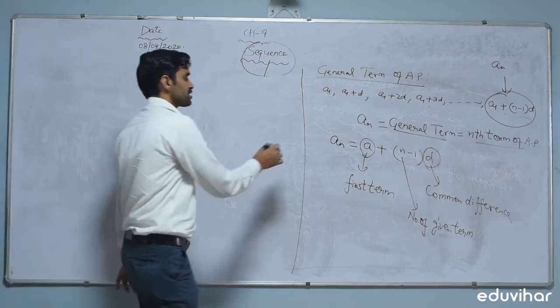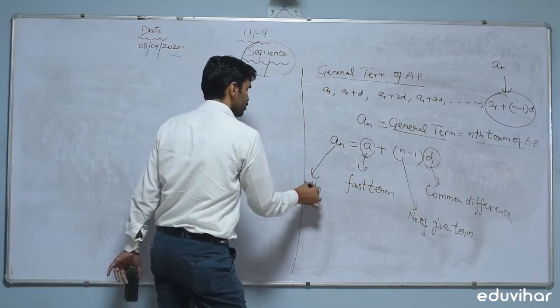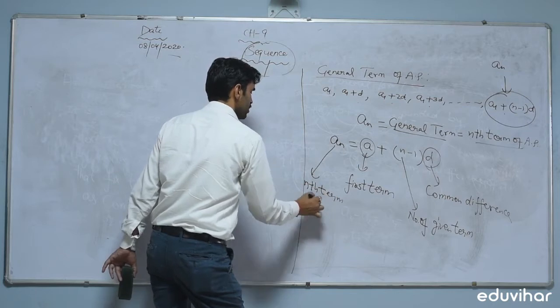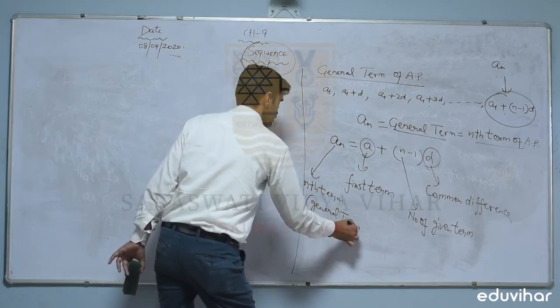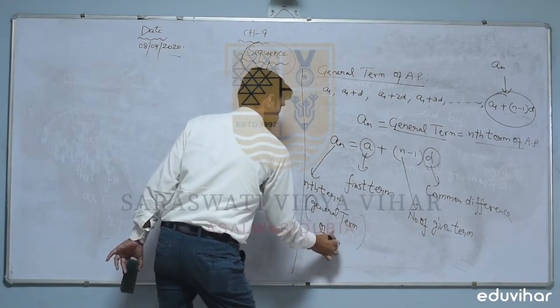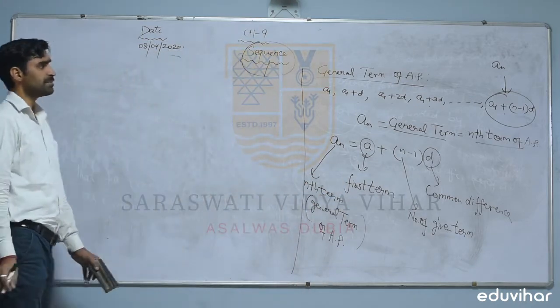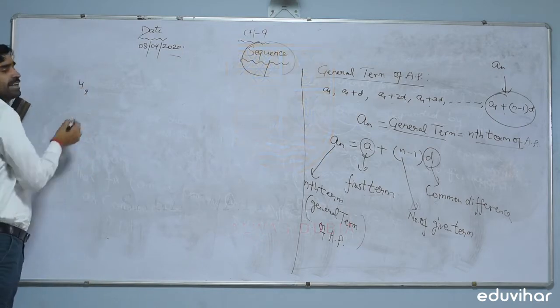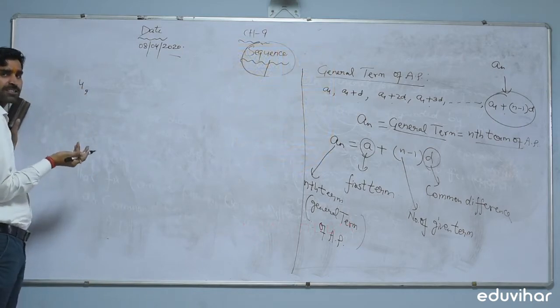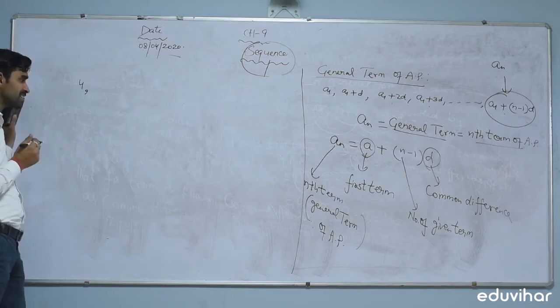This is the nth term or general term of an AP. It means we observe that here the first term is 4, and the next term can be obtained by adding some fixed number. Consider here the common difference is 6.